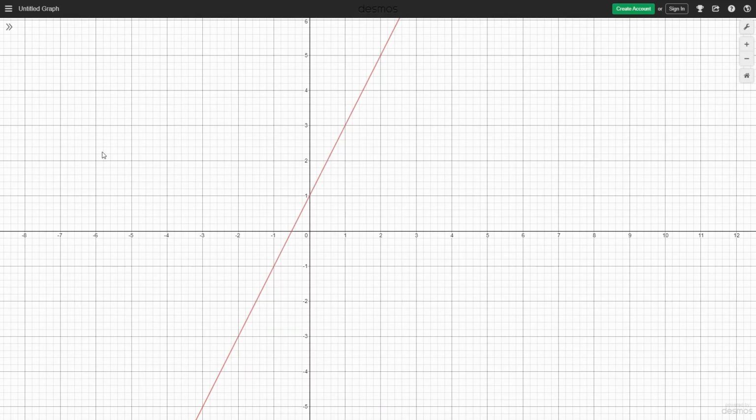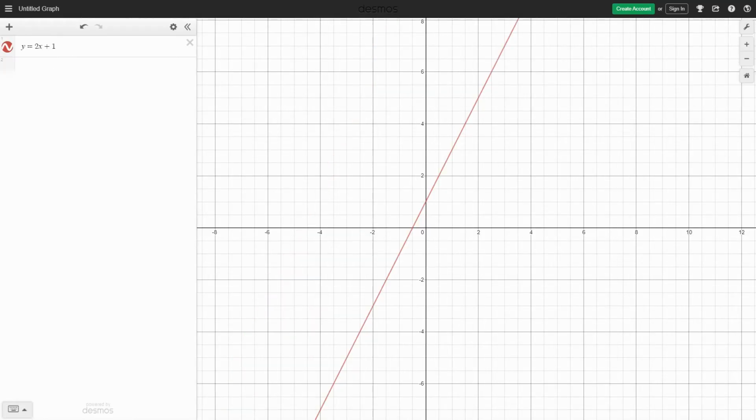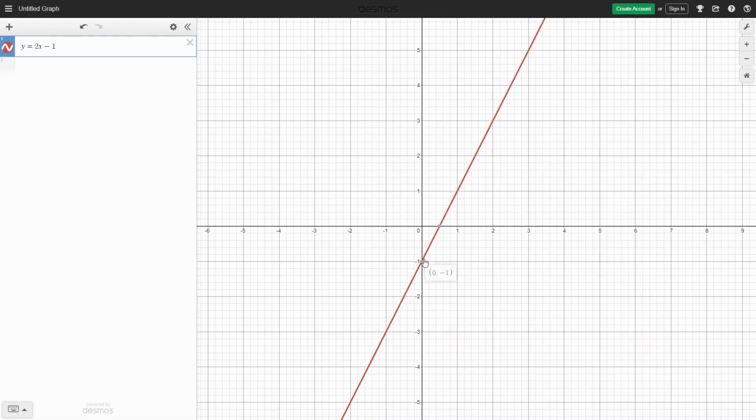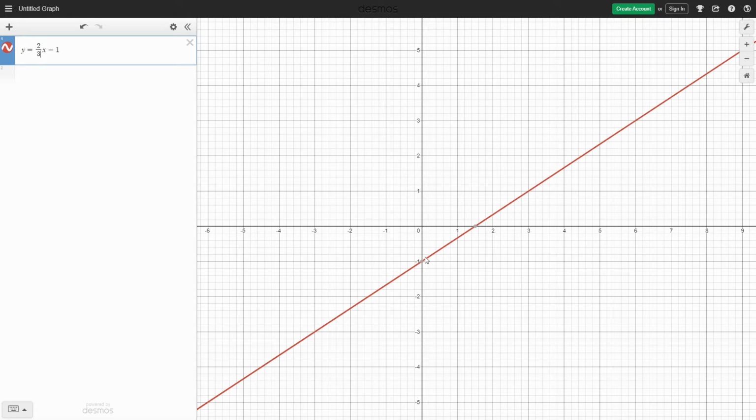Just to go back to that graph, that's the exact equation I used to make this graph. So if I put in a minus 1, notice how I'm still going up by 2. Let me zoom in a little bit more. 1, 2, and over by 1, which is my slope. But I'm now starting at negative 1. If I change my slope to 2 over 3, notice I'm now going up 1, 2, and over 3. 1, 2, 3.